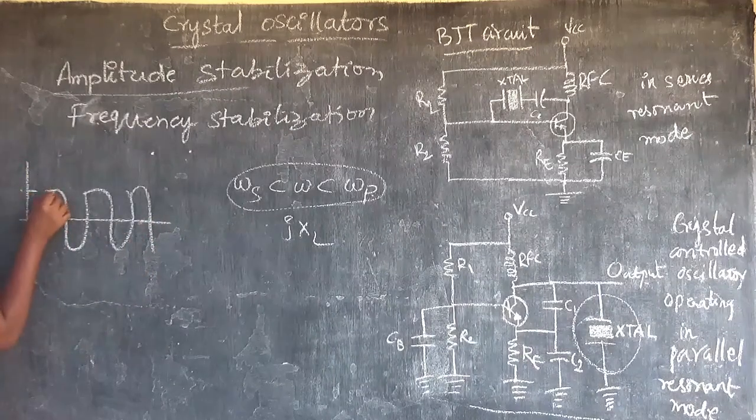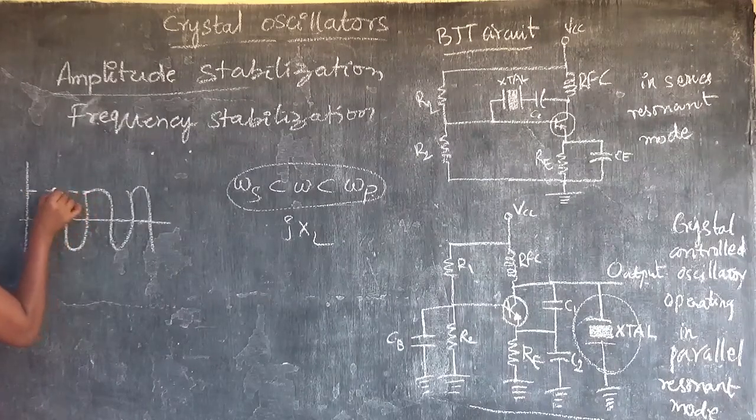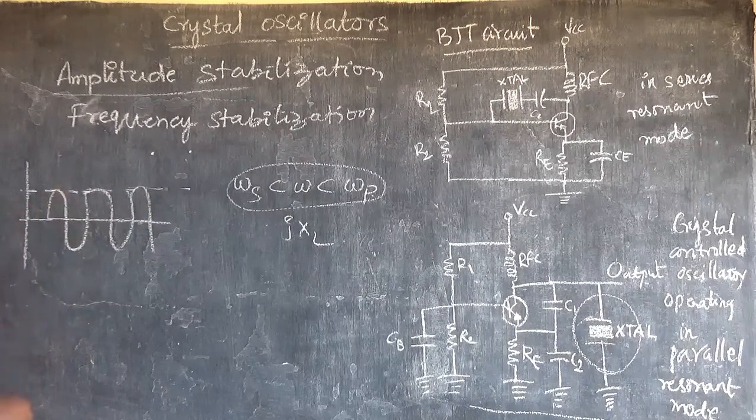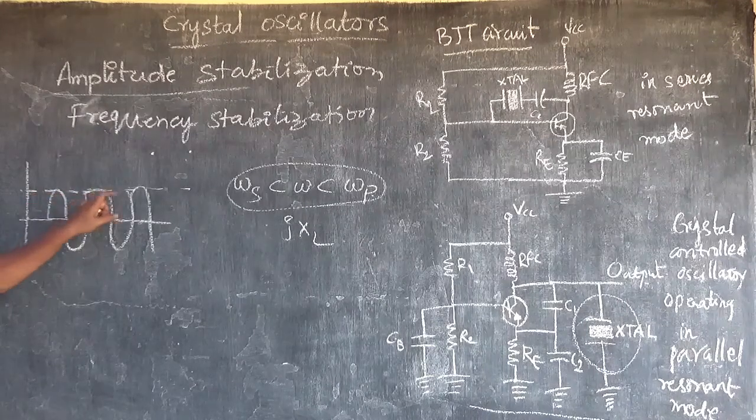Whatever may be the amplitude of this should coincide with this, should coincide with this, should coincide with this. So what does it say? It says that the amplitude is stable.